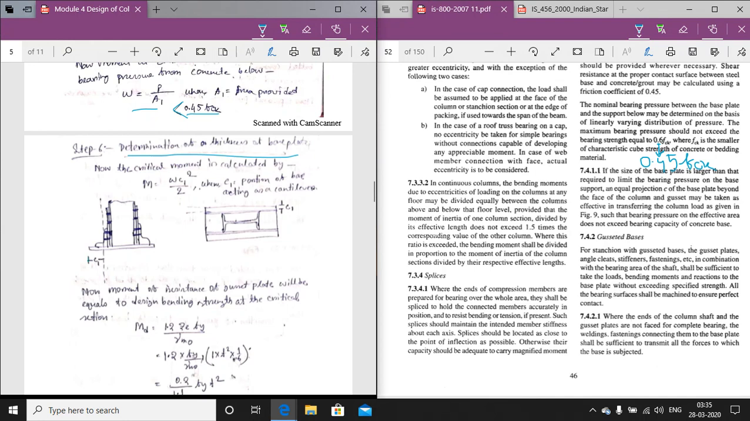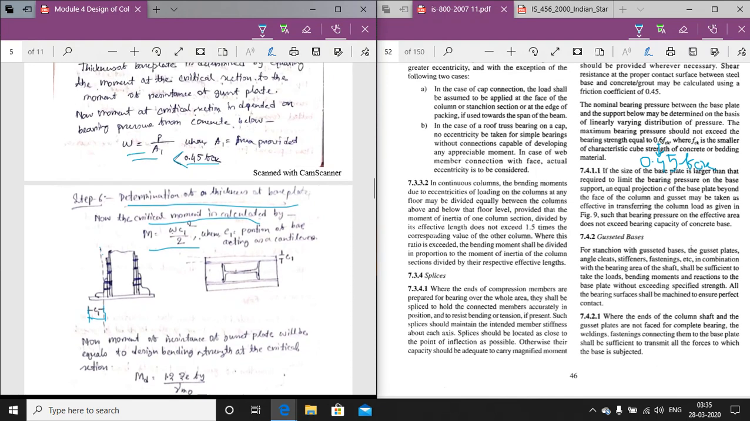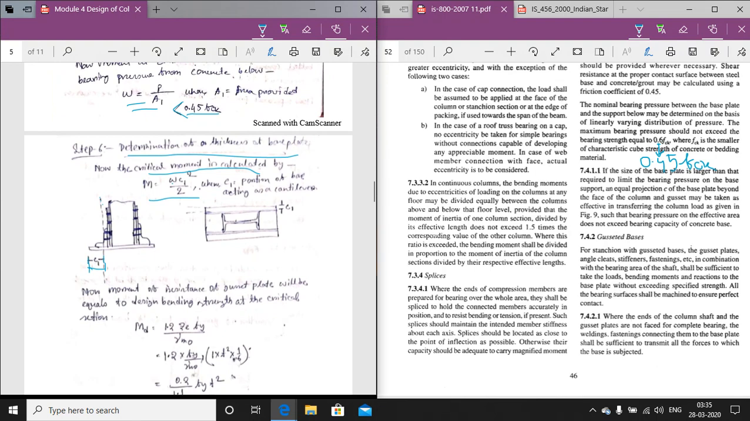If this is the critical zone, this line is the critical zone of the bending moment. The critical moment is calculated by m into w into C1 square. The W value we have calculated from here, that is the bearing pressure. C1 is the distance from the edge, from the end of the base plate, to that value. That distance is the C1, which is a portion of the base acting as a cantilever.